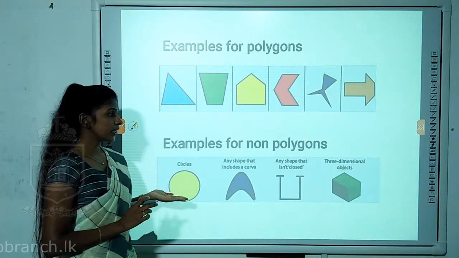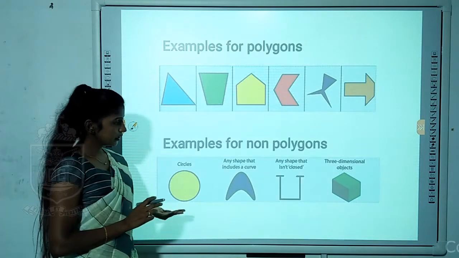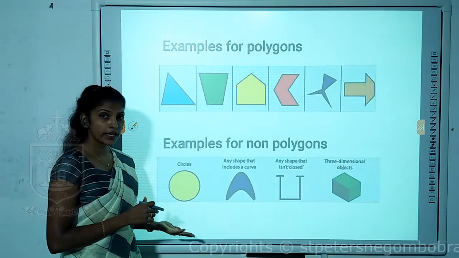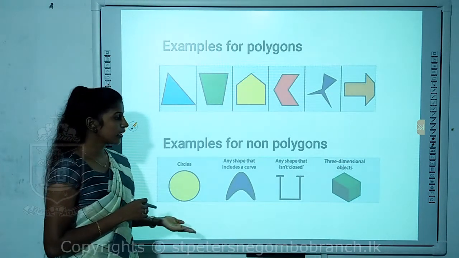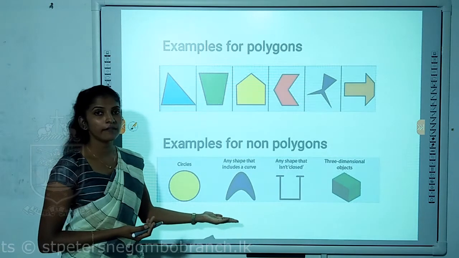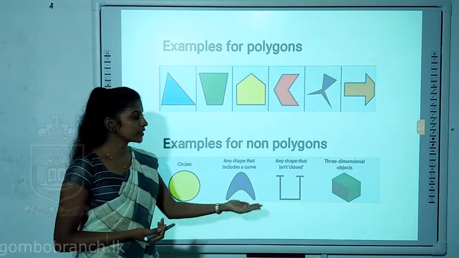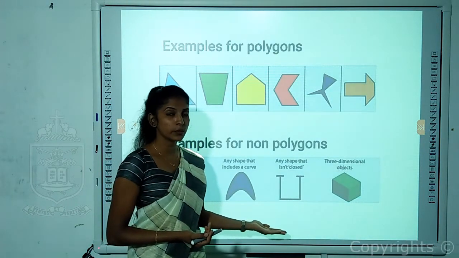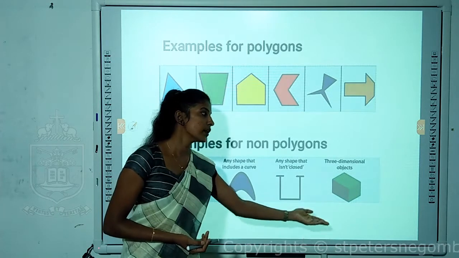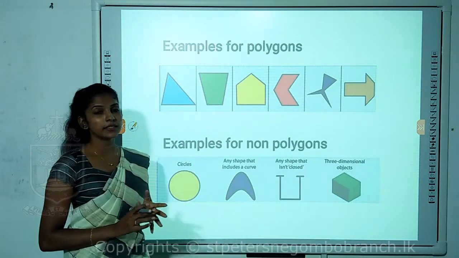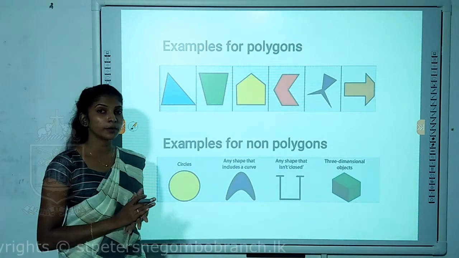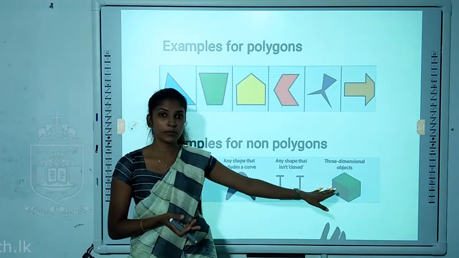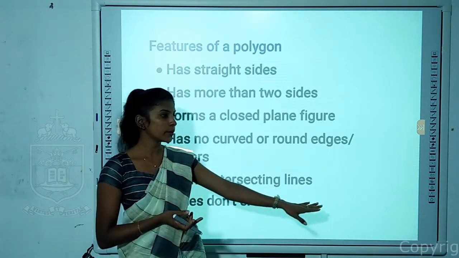Right, then the second one, examples of non-polygons. Here you can see, as I told earlier, circles. We can't consider them as polygons. Why? They have curved edges. Any shape that includes a curve cannot be considered a polygon. Third, you can see this figure is not closed. It's an open figure, so we can't consider it a polygon. Last one, three-dimensional objects cannot be considered polygons. For it to become a polygon, it should be two-dimensional. Here it's a three-dimensional object, so we can't consider it a polygon.